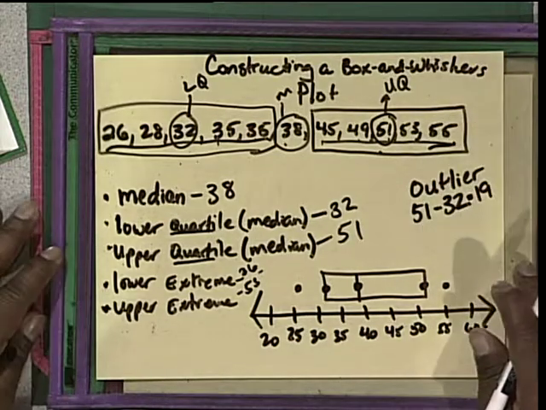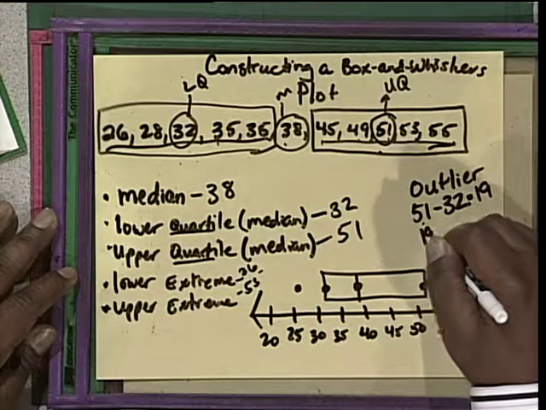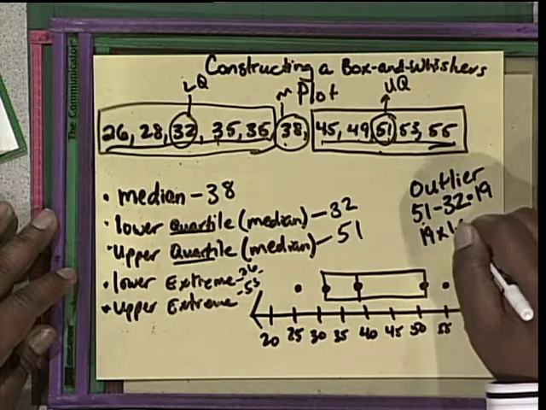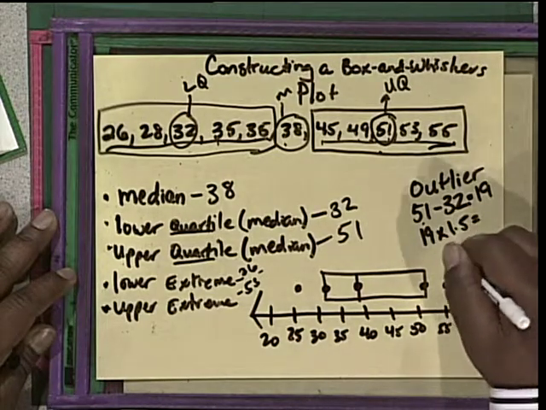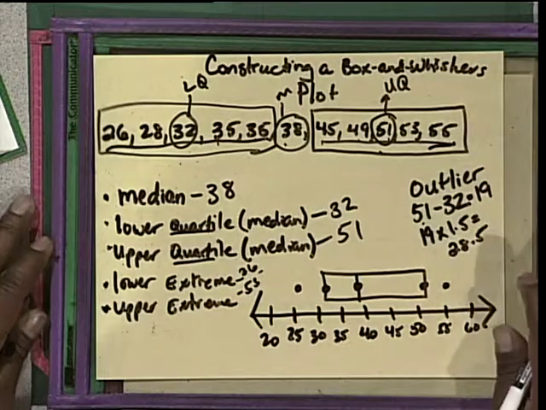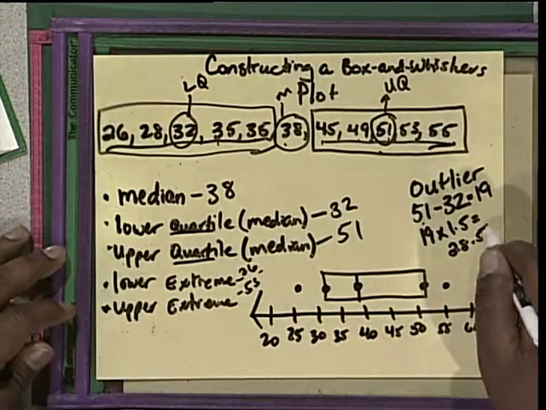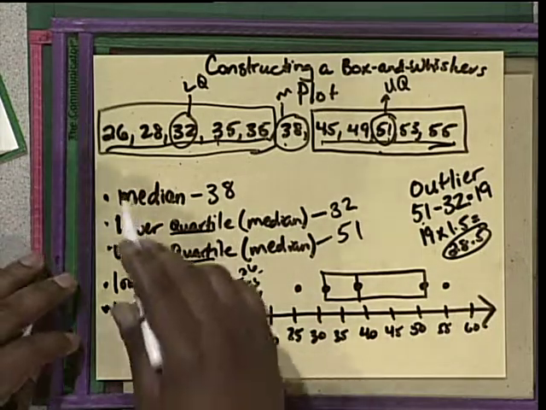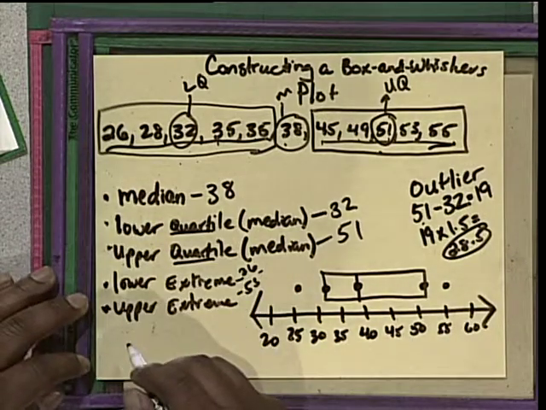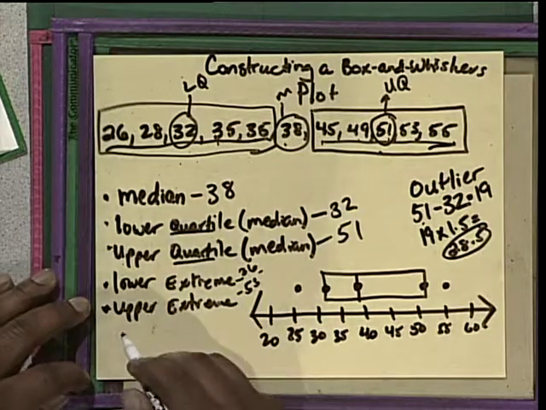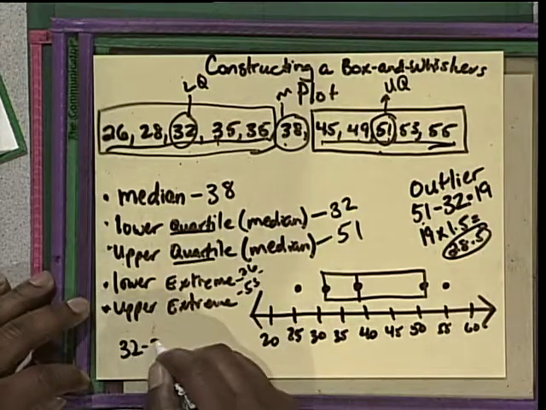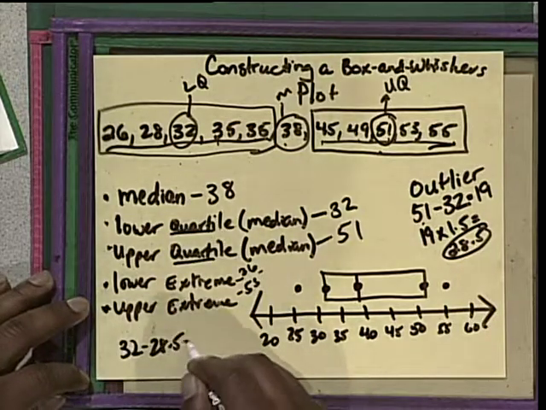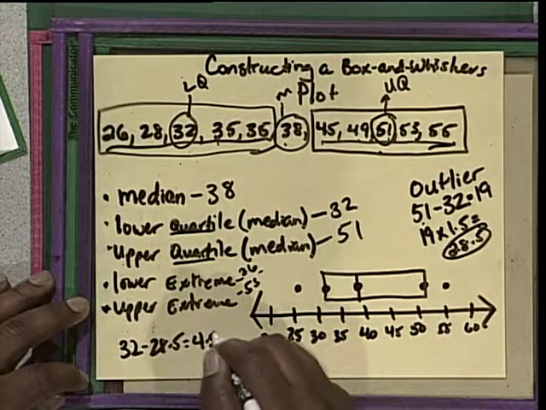51 minus 32, which gives me 19. Now I have to multiply 19 times 1 and 5/10, which gives me 28 and 5/10. So now I have to take this product, and I have to subtract that from my lowest number in my data. I'm sorry, from my lower quartile. What is 32 minus 28 and 5/10? That gives me 4 and 5/10.